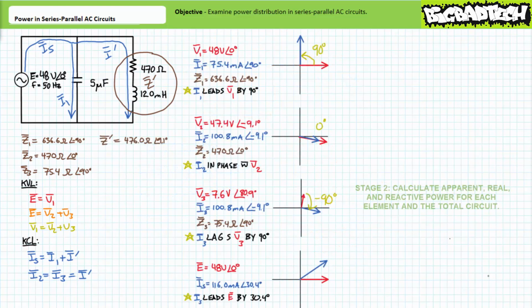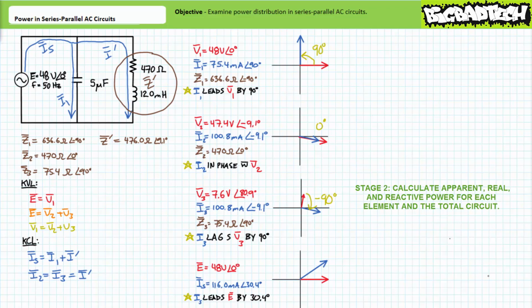Now that we've cleared stage 1, let's see if we can calculate the apparent, real, and reactive power for each individual element and the total series parallel circuit. Recall, power calculations necessitate the use of relative phase shift between voltage and current. Use of anything other than relative phase shift will yield worthless, unusable results. Don't make relative phase shift hard.